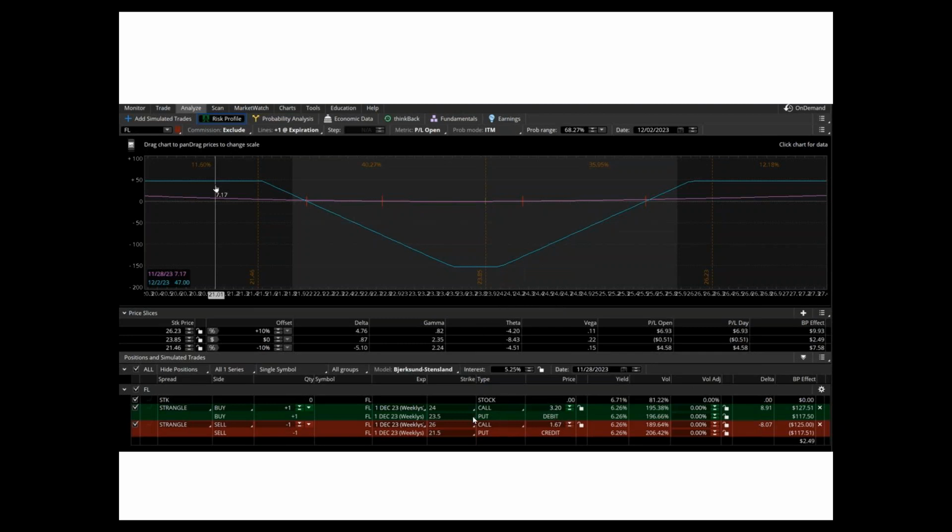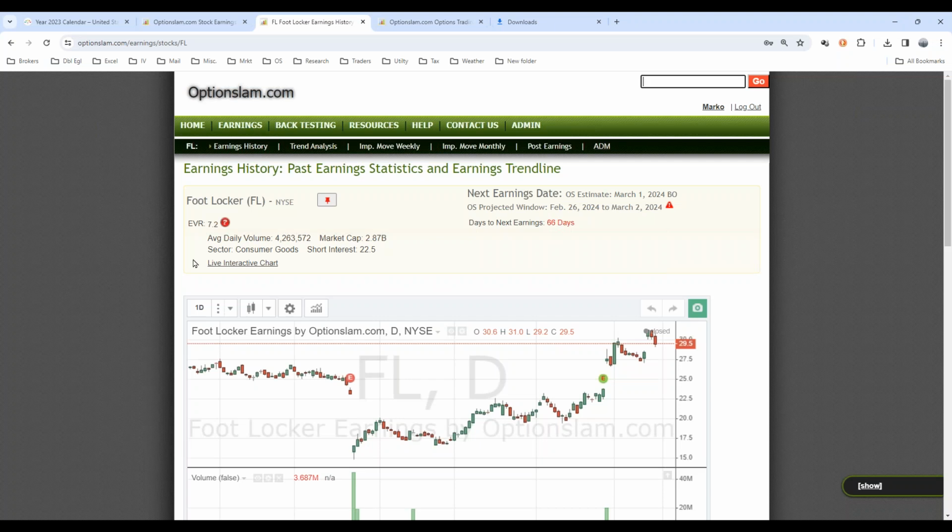So anyway, here's the trade. Well, let's do the back test on this, because I really want to illustrate. It's been a long time, I think, since we illustrated the capability of our back tester. So let's go to Option Slam. Under the back testing tab, we've got the OSBTT. This is the Option Slam back testing tool.